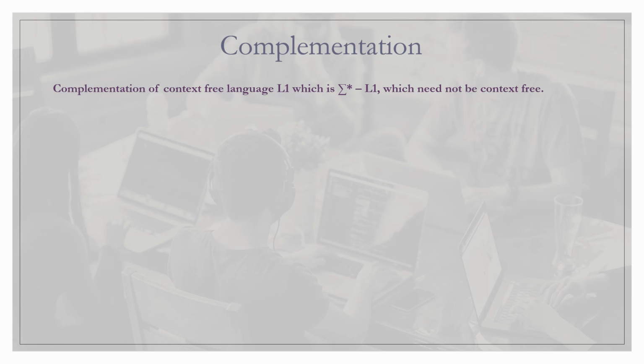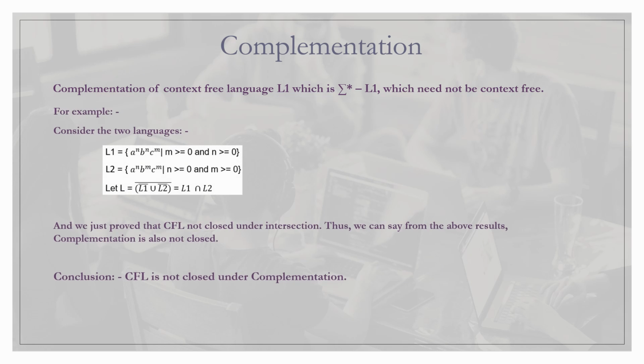The last property covered here is complementation. Complementation is also not closed under CFL. Complementation of a context-free language represented as L1 bar need not be context-free. For example, let's say there is L1 with a to the power n, b to the power n, c to the power m, and both n and m greater than or equal to 0. Similarly, L2 a to the power m, b to the power n, c to the power n with n and m greater than or equal to 0.